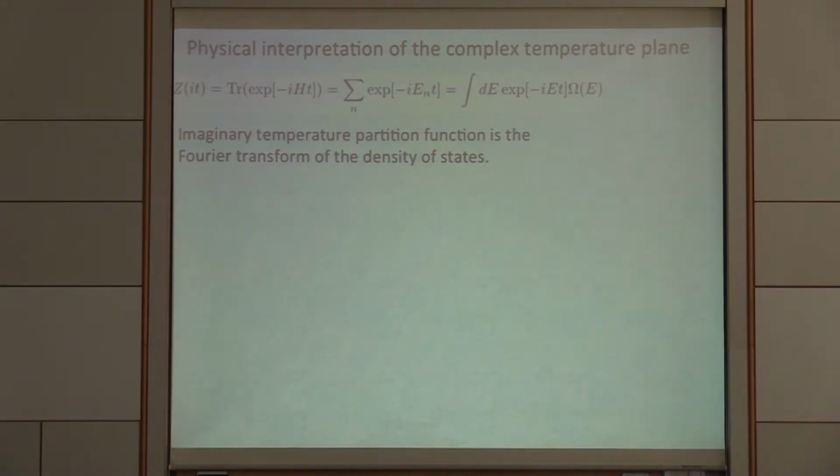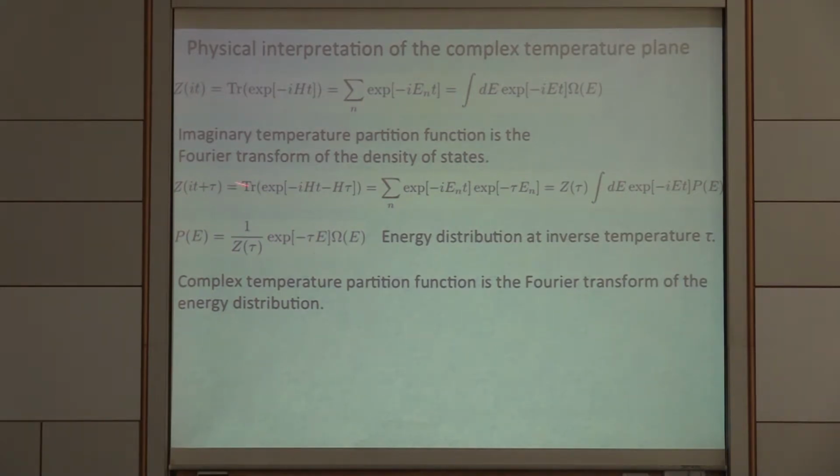But now let's do the same trick as we always do in thermodynamics. We just separate the sum over states into a sum over energy shells. I didn't write it down, but it's clear what's going on. Then we can write the sum as an integral over the energy. We still have e to the minus iEt. And then we have the density of states, so how many states we have within each energy shell. So we see that the complex temperature partition function is just a Fourier transform of the density of states.